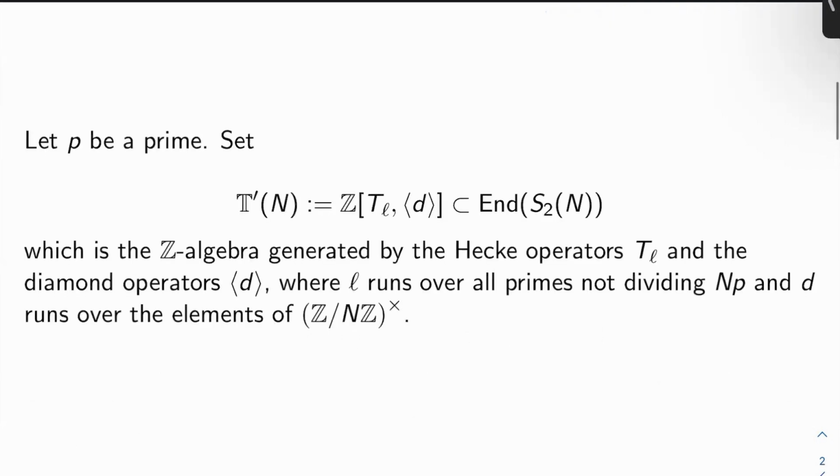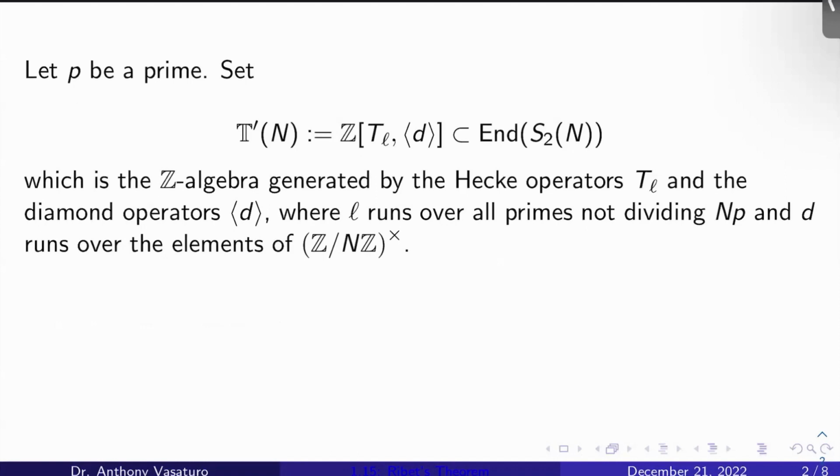So let P be a prime. Let T'(N) be Z adjoin T_L and diamond of D. So this is a subset of the endomorphisms of S2(N). It's the Z algebra generated by the Hecke operators T_L and the diamond operators diamond of D, where L runs over all of the primes not dividing NP, and D runs over all the elements of (Z/NZ)^cross. Okay, so all of these operators were defined last video. So we're just going to take the Z algebra generated by them, basically.